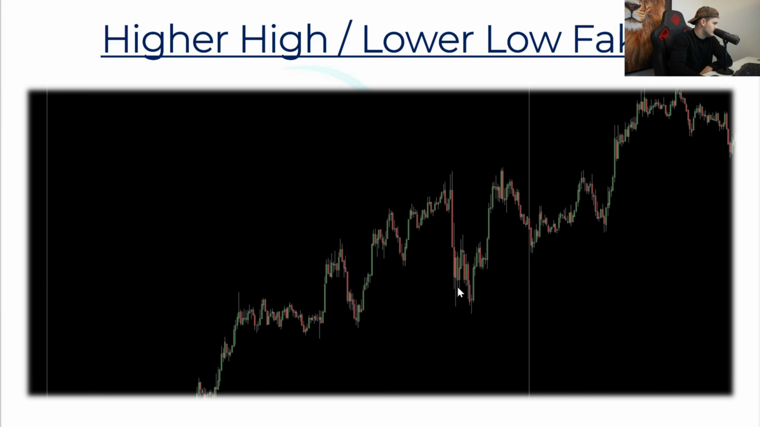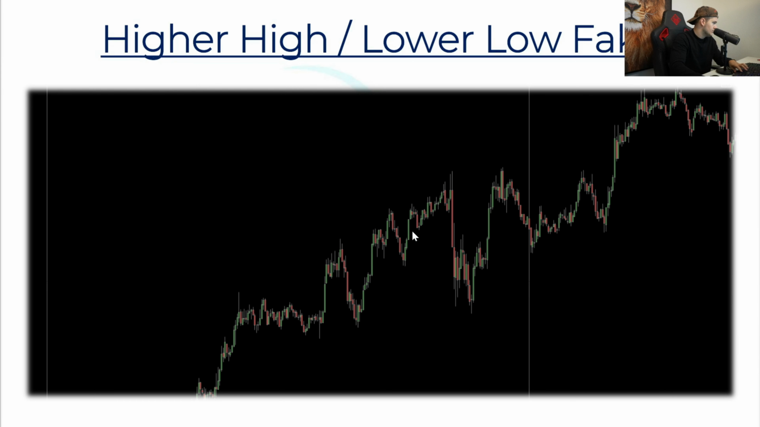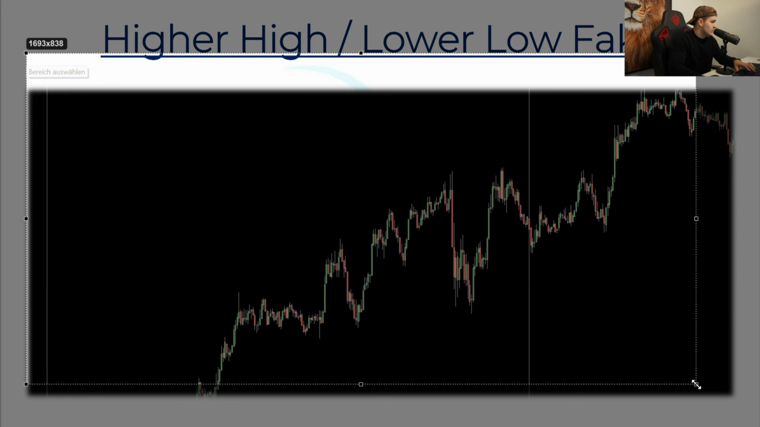Or did I show you here? No, I don't think so. Could be potentially. I don't know. It was okay. It did go up, but the next day. Okay. So in this example, what we can see again is also the higher high and lower low fake.